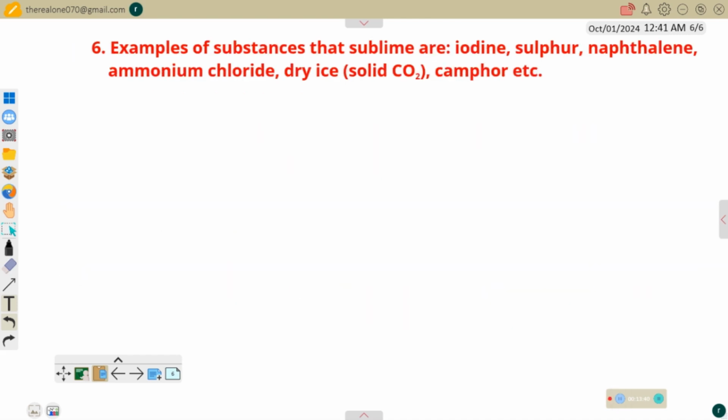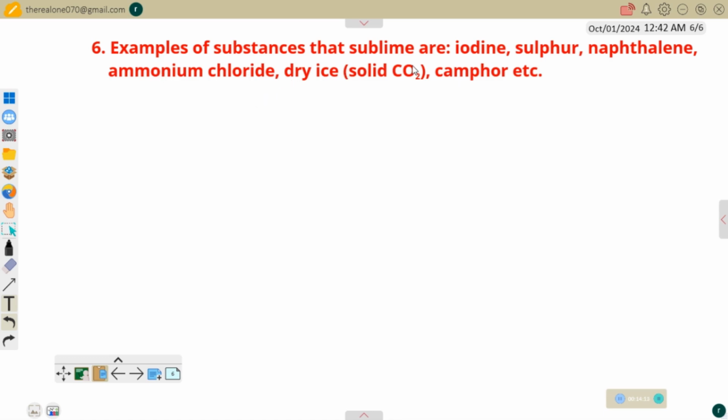So another fact here is some examples of substances that sublime. What do we mean by that? Those substances that change directly from solid straight up to gas without passing through the liquid state. So some examples of them are iodine, especially the iodine crystal, which can change directly from the solid state to the gaseous state. So we have sulfur, we have naphthalene, we have ammonium chloride, we have dry ice.